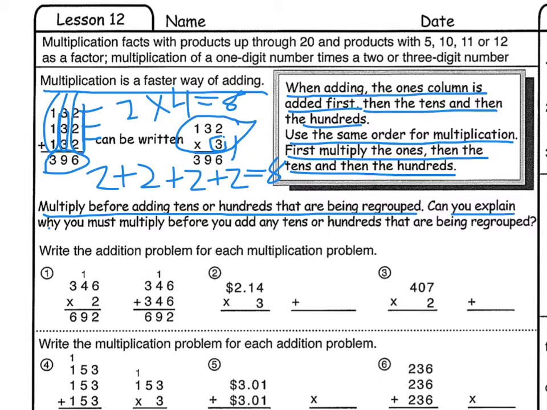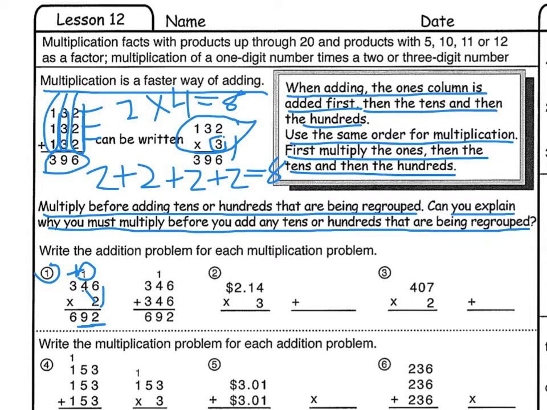Can you explain why you must multiply before you add any tens or hundreds that are being regrouped? Well, let's take a look at this to see if you can understand what they're asking here. We're going to do each problem as a multiplication and an addition problem. So first we'll do number 1 here. Just watch me do this and see if you can understand why we would multiply and then add the regroup. So we have 6 times 2, which is 12, and a 1 is moved up here to the tens column. Now I'm going to multiply 4 times 2. 4 times 2 is 8, and then I add the 1, making 9.